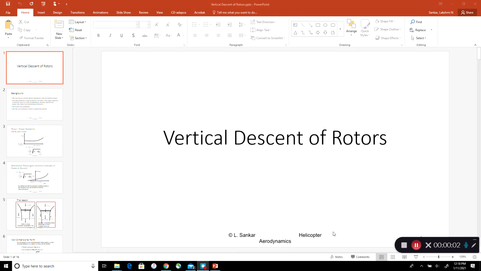We come to the last aspect of vertical climb, vertical descent and hover. So now we are going to look at what happens when a helicopter is vertically descending. You may wonder, why would it want to vertically descend?